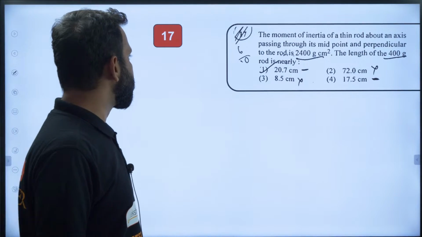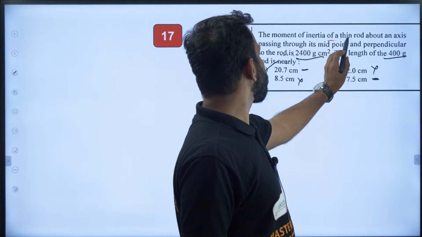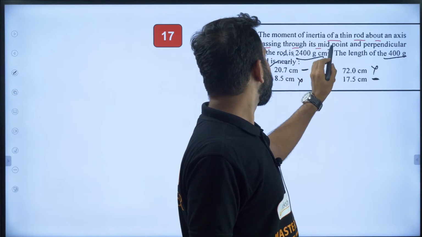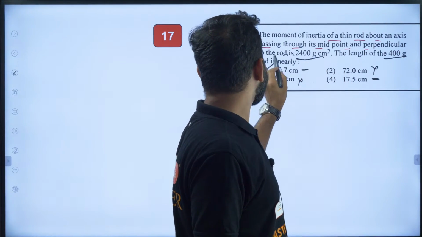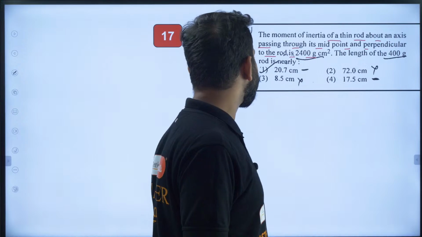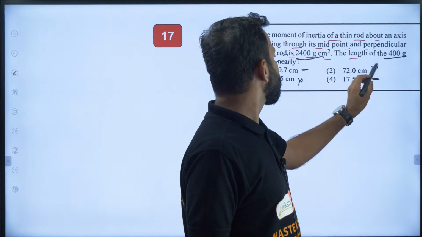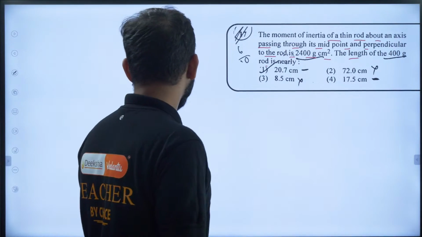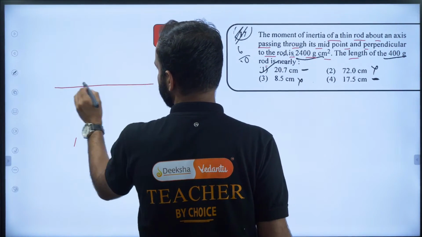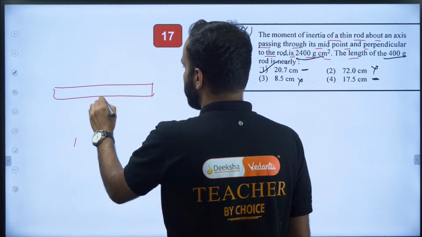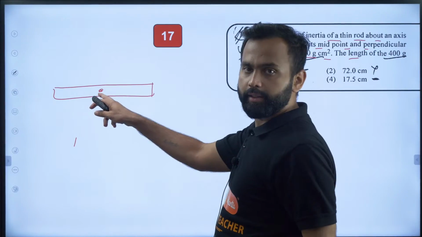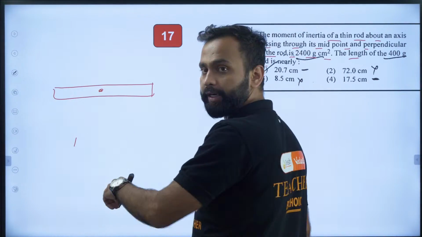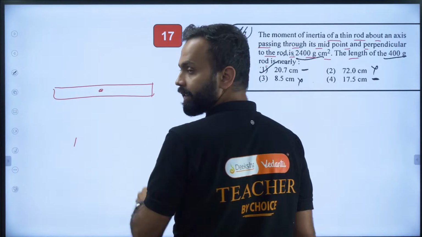Question number 17. The moment of inertia of a thin rod about an axis passing through its midpoint and perpendicular to the rod is 2400 gram per centimeter square. The length of the 400 gram rod is nearly. Apply this formula, right? So this is the rod, and this is the point where the axis is passing through. We need to find the moment of inertia of the rod about this axis.